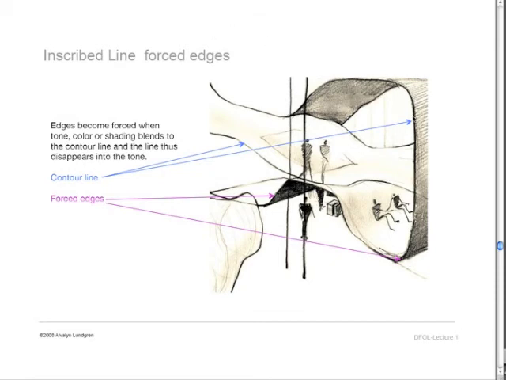Right here we've got outline, but we've lost it here. And we've got outline here, but then we lose it here because of the fullness and the robustness of that shape right here. And then we pick up the outline again. So a forced edge is where the tone or the color that's in the shape actually blends with the outline color, eliminating the visual of the outline, and that gives us the idea of volume.